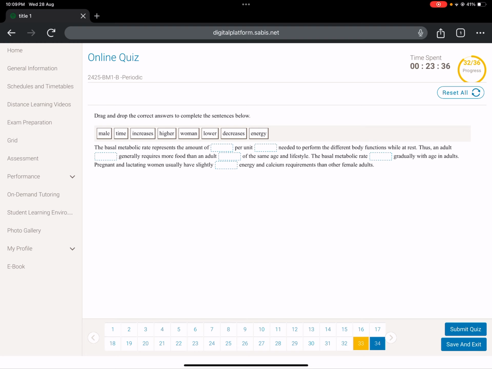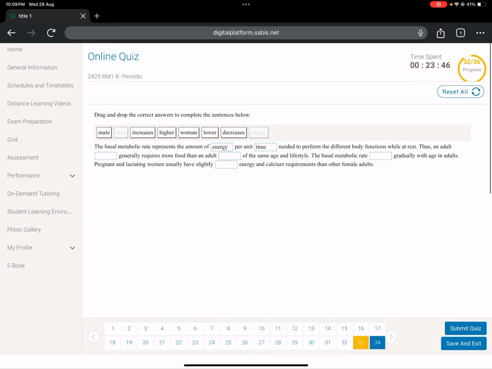Now this is very important. The basal metabolic rate represents the amount of energy, that's an important definition you have to know, per unit time needed to perform different body functions. So as an adult, male adults generally require more food than an adult woman of the same age and lifestyle. And the basal metabolic rate, we said, decreases gradually with age, and pregnant and lactating women usually have slightly higher energy and calcium requirements.